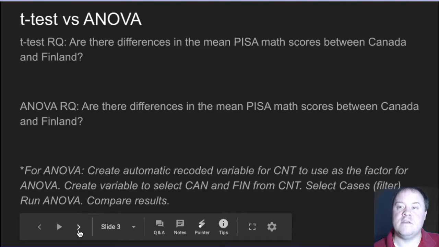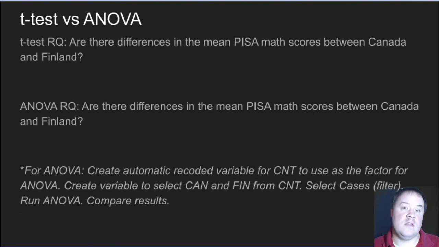Thinking more about this, let's consider the difference between a T-test and an ANOVA. And remember, we're dealing with just two groups. So a possible research question for a T-test might look something like this. Are there differences in the mean PISA mathematics scores between Canada and Finland? An ANOVA question might also look like the same question. Are there differences in the mean PISA mathematics scores between Canada and Finland?